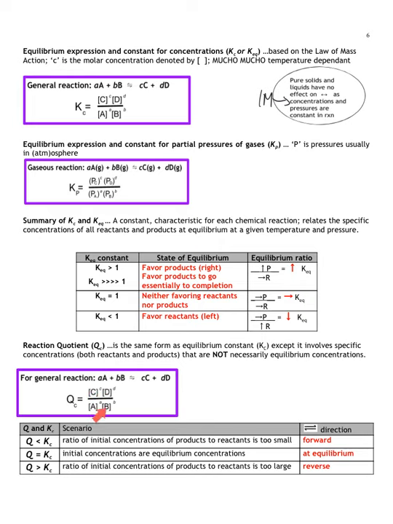So that means you need to pump up the reactants. So the reaction is going to try to favor the reactants, making more reactants in order to reach equilibrium.